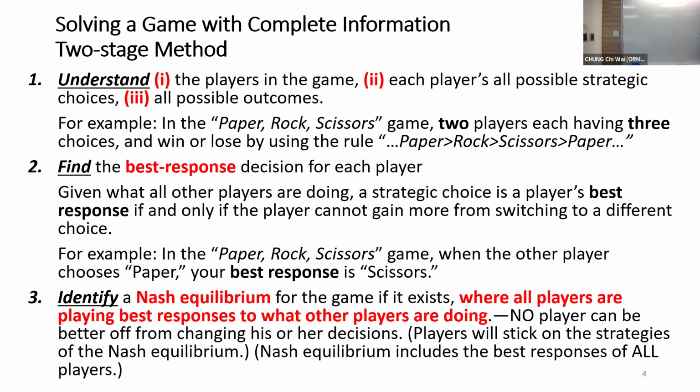So using the two-stage method, now check how many steps work. That is important. With 2 players or 3 players, and each player's strategy choices and the outcome, the first part is to obtain complete information. Then find the best response decision for each player, and then use a method to identify the equilibrium.